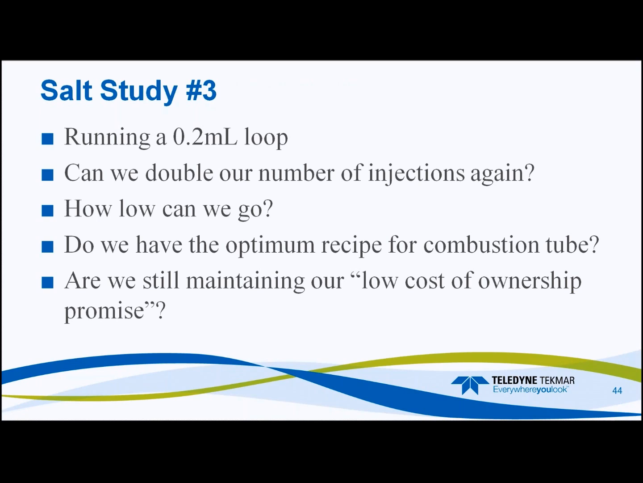How low can we go? Every time you go to a smaller sample loop, you have to realize that you're putting a lot less on that combustion, so your response is going to be much lower through the detector. So are we still able to see down at that 5 ppm? Do we have the optimum recipe for the combustion tube? Is it the small sphere catalyst? Is it better to have all large sphere catalysts? Or what about a mixture of small spheres and large spheres? Are we still maintaining our low cost of ownership promise with regard to the Lodex?